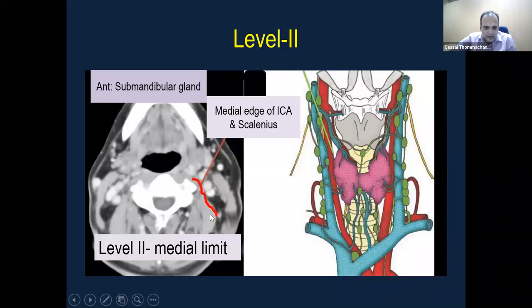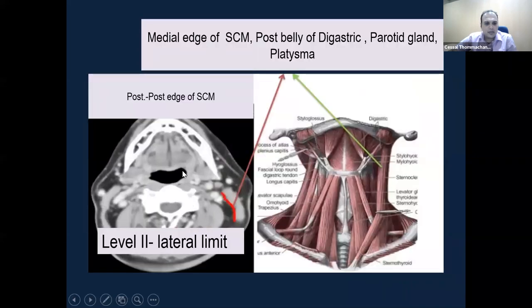And this is the scalenus muscle. The scalenus muscle has anterior, middle, and posterior parts. I will show you in a better picture, this is not very clear. So the medial limit is formed by the medial edge of the internal carotid artery and the scalenus muscle. And the posterior limit is formed by the posterior edge of the sternocleidomastoid. This is the sternocleidomastoid. The anterior limit is formed by the posterior limit of the submandibular gland. And here, the posterior limit is formed by the posterior edge of the sternocleidomastoid.